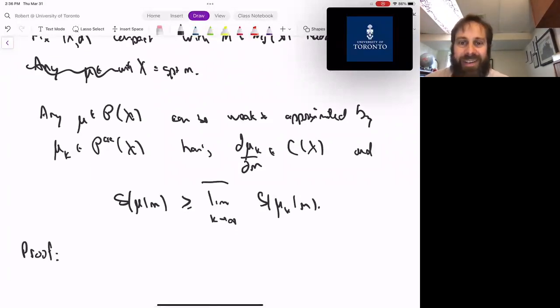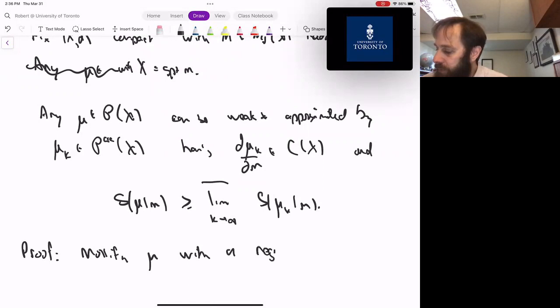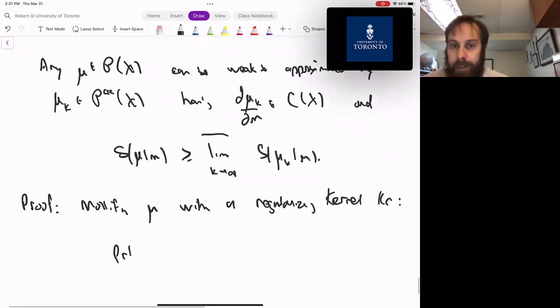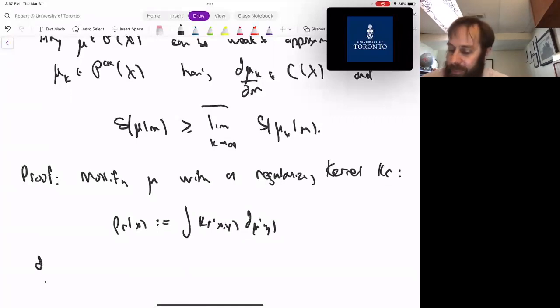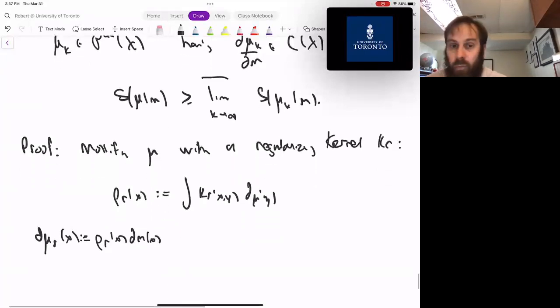So the proof of this lemma is extremely simple now. As I said, it's Jensen's inequality. So the proof is to mollify mu with a regularizing kernel. I'm going to define rho_R of x to be the integral of k_R(x,y) d mu(y), and I'm going to define mu_R to be the measure that has density rho_R with respect to m. And we already checked by part B of the preceding lemma that mu_R converges weakly.